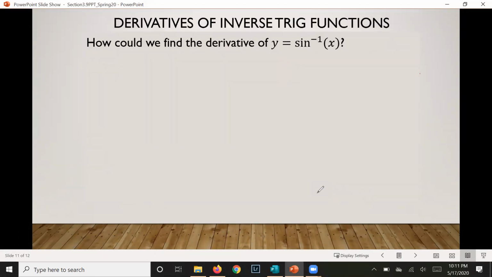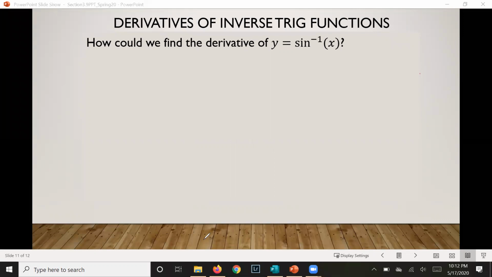All right, our last thing for this unit, and I believe this is actually from section 3.7. I don't think you'd find it in 3.9 in your book. But looking at derivatives of inverse trig functions. So we've talked about finding derivatives of sine, cosine, tangent, cotangent, cosecant, and secant. But what about the inverse trig functions?